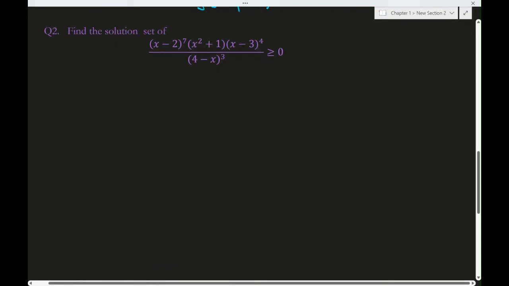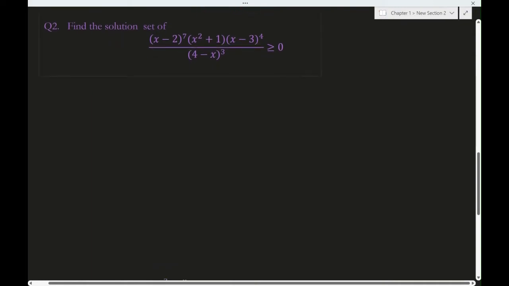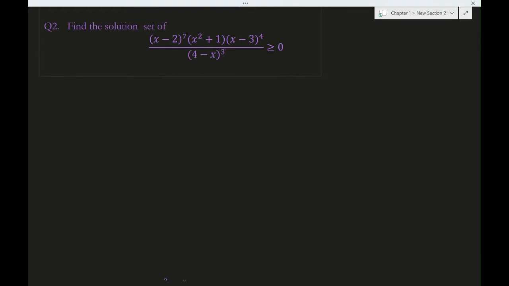Then question number 2 is a rational inequality. And how do we solve a rational inequality? We use what we call the critical value method. The first step is that both the numerator and the denominator are already factorized, so we just need to get the critical values. The critical values are the values that make the numerator 0 or the denominator 0, so the zeros of either the numerator or the denominator. From the numerator, we can see that x equals 2 is a zero. Here, this is x squared plus 1, so we don't have a real zero for this, so you don't have to worry about it.